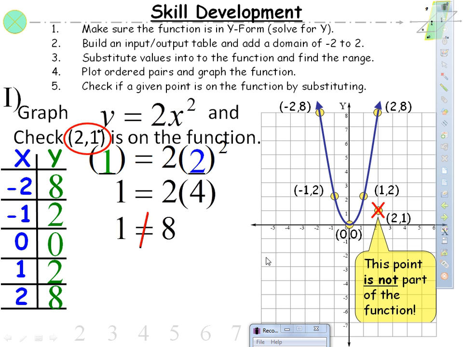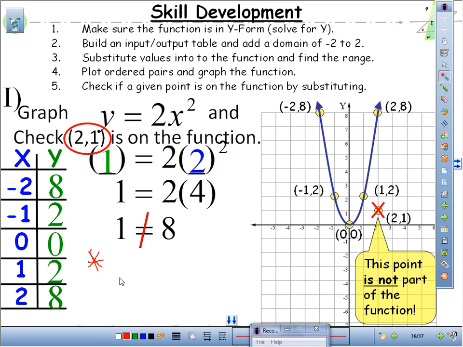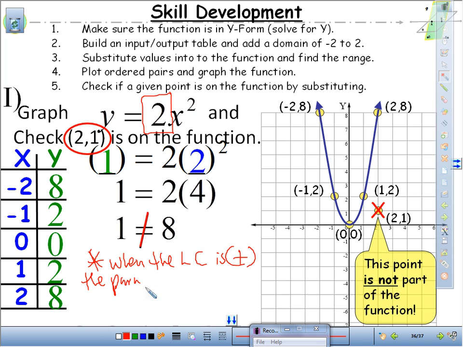Okay. So now observation. Check this out. I want you to make this note. Asterisk. Write this down. When the LC, what does LC stand for? Leading coefficient. Look at this leading coefficient. When the leading coefficient is positive, the parabola opens upward. The parabola opens upward. Everybody look up, please.